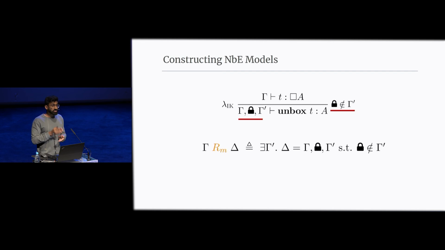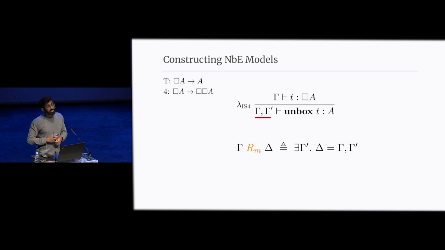We're going to say gamma is related to delta, and this is defined as the following. It says delta can be factored as an extension of gamma with the lock, gamma prime, and the side condition which was thrown in before. We do the exact same thing for the other S4 system, where we say delta can be factored as an extension of gamma and gamma prime. So we're just reading off from the syntax what this relationship is, and we get the corresponding modal accessibility relation.